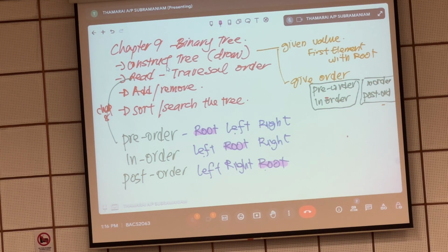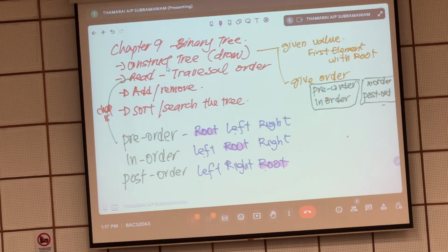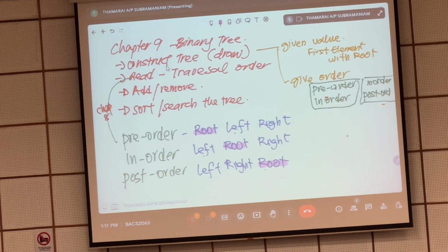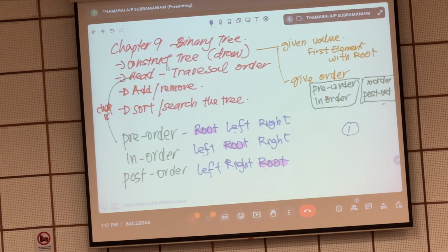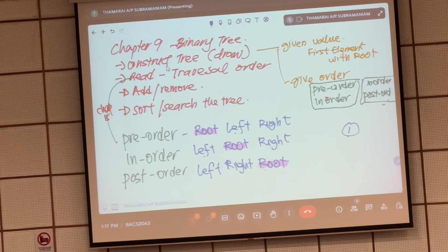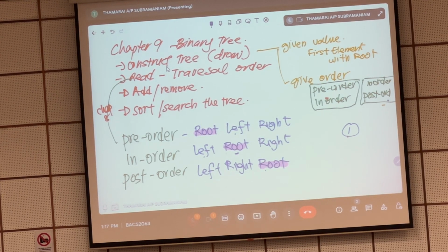So if pre-order and in-order is given, you know in pre-order, the root is right in front. Whatever value is there, that will be your root. Alright, so if you have in-order and post-order, whatever value is at the back, that will be the root. Okay, so in in-order, when you find out your root, whatever is on the left is the left subtree, whatever is on the right is the right subtree.